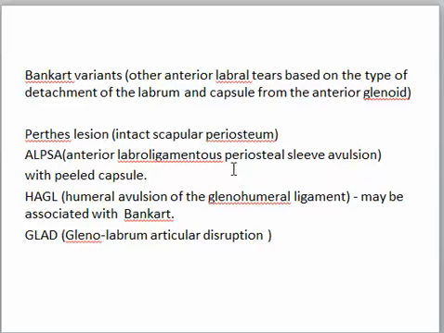If there is displacement, that means the periosteum is sleeved. If there is articular cartilage involvement, this is called GLAD, and in GLAD there is no displacement. There is no displacement in GLAD, there is no displacement in Perthes, but there is displacement only in periosteal sleeve avulsion. So this one is only labrum, this one is labrum plus part of the cartilage, but both are undisplaced, and the only displaced one is the periosteal sleeve.